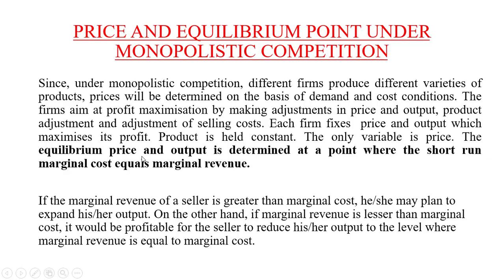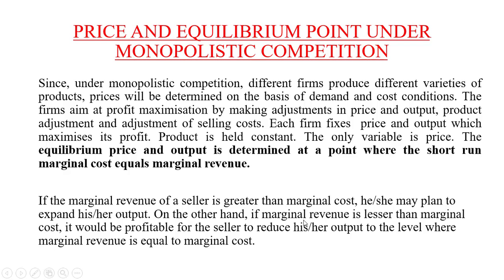So under this, the equilibrium price and output is determined at the point where the short-run marginal cost equals the marginal revenue. Again, the same thing it is saying, that whenever there is equality between the marginal cost and the marginal revenue, there is always an equilibrium price. Now here one more thing is written. If the marginal revenue of a seller is greater than marginal cost, he or she may plan to expand output. If your revenue is more than the cost, then you will be able to expand your output. You can supply more of it, or you can produce more.